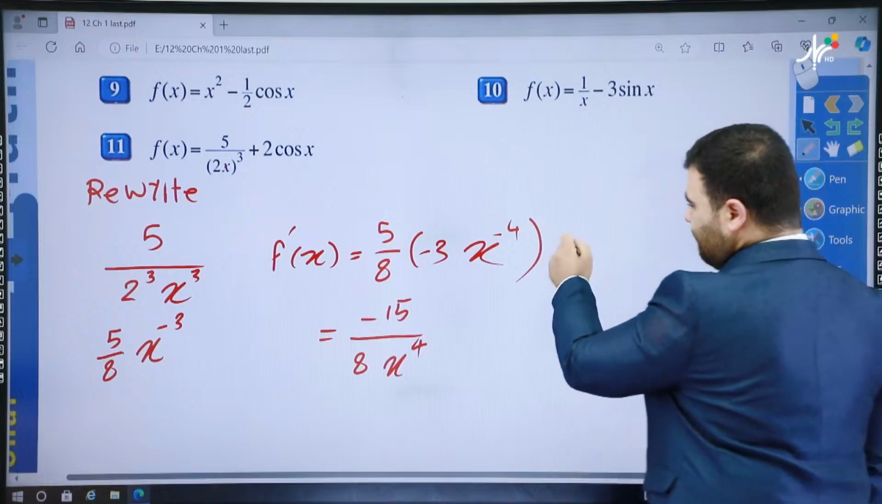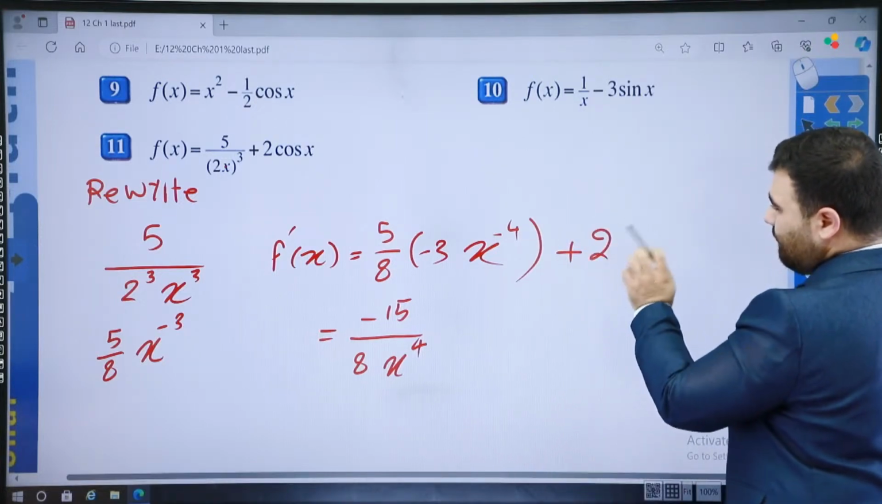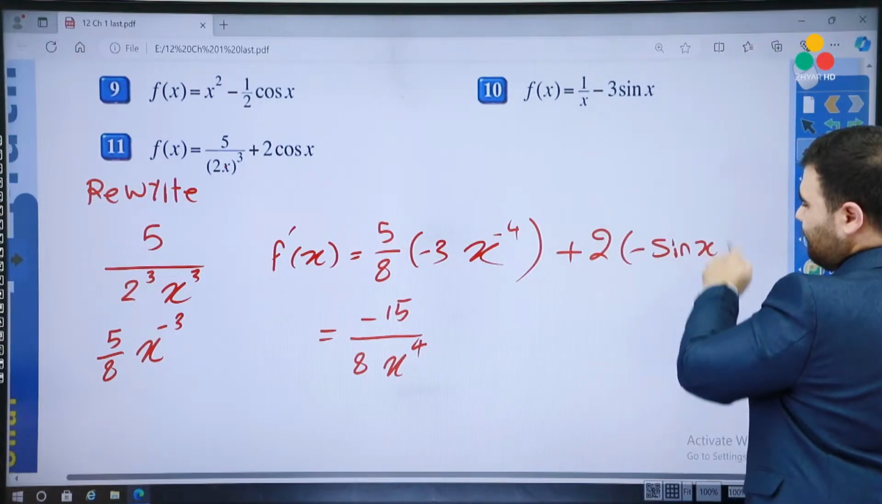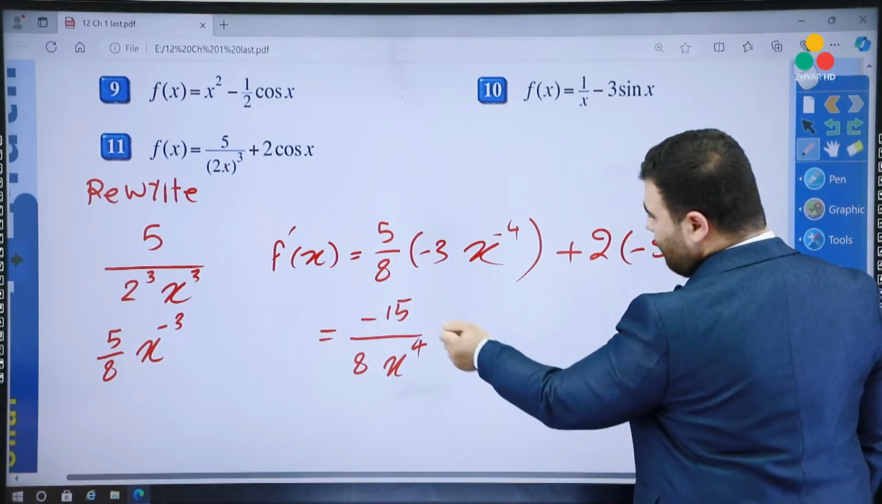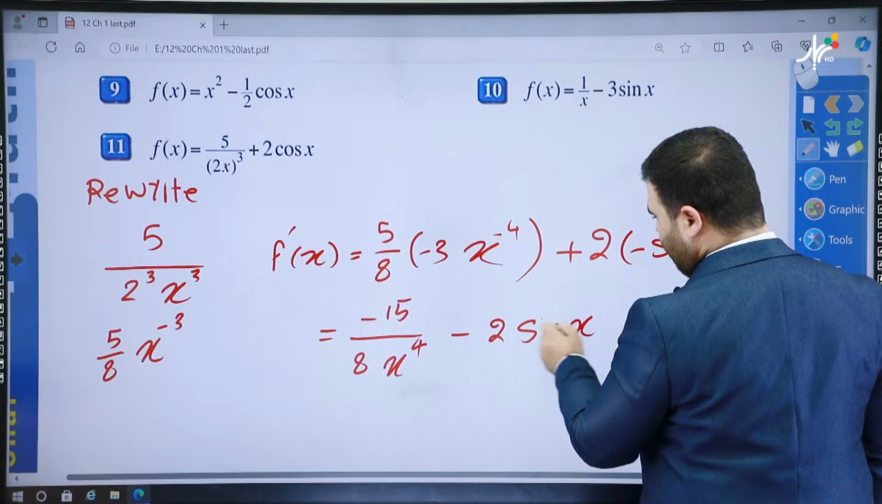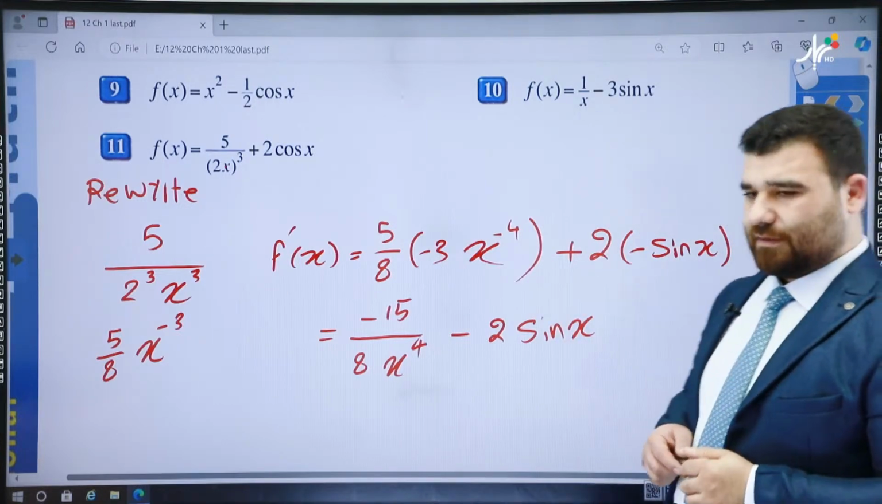Plus, derivative of 2 cosine x: the 2 stays the same. Cosine becomes minus sine x. Now, positive 2 times negative sine becomes minus 2 sine x. Now, this is the answer of question 11.